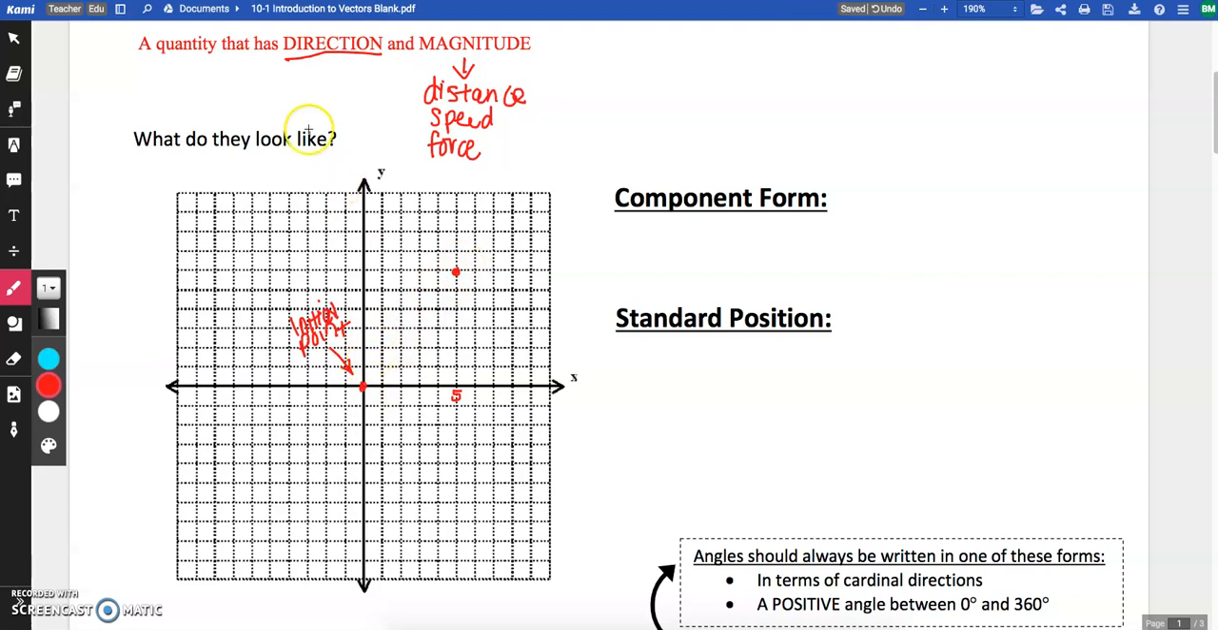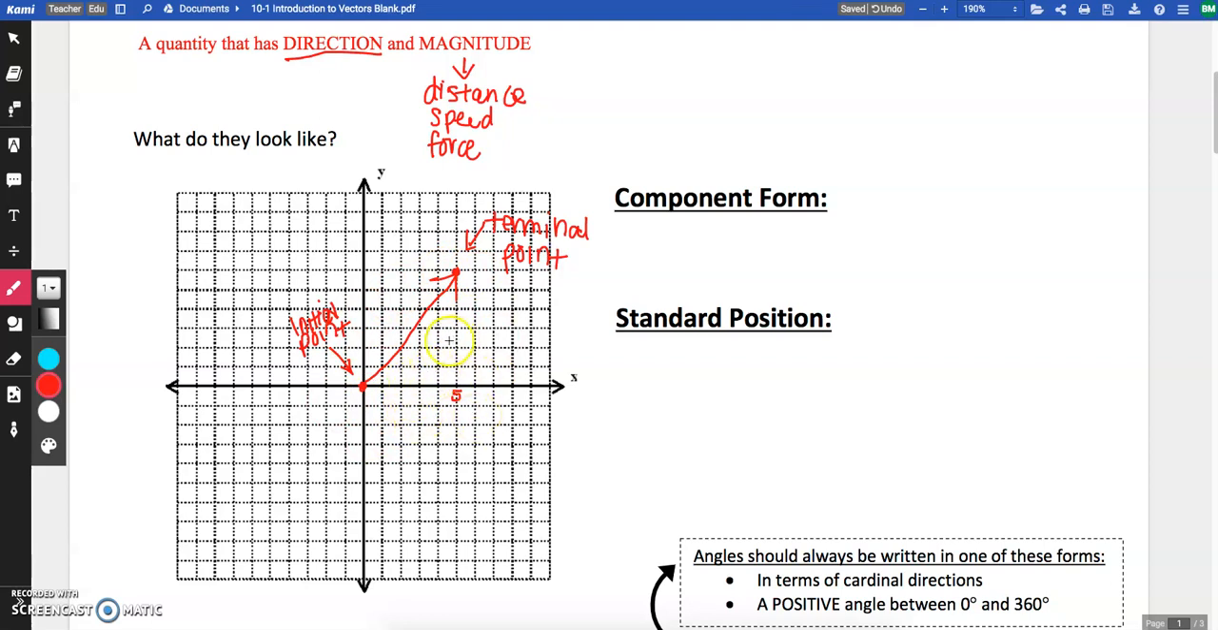Now the direction matters because we know it has both direction and magnitude. So it matters that you start at the initial point and connect it to the terminal point, and we have to draw an arrow at the end saying we started down here and ended here. So this guy is called the terminal point. Okay, so that's what a vector looks like when graphed.